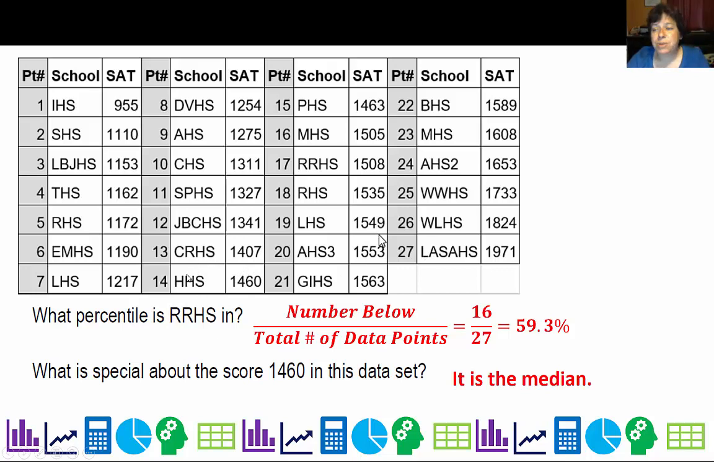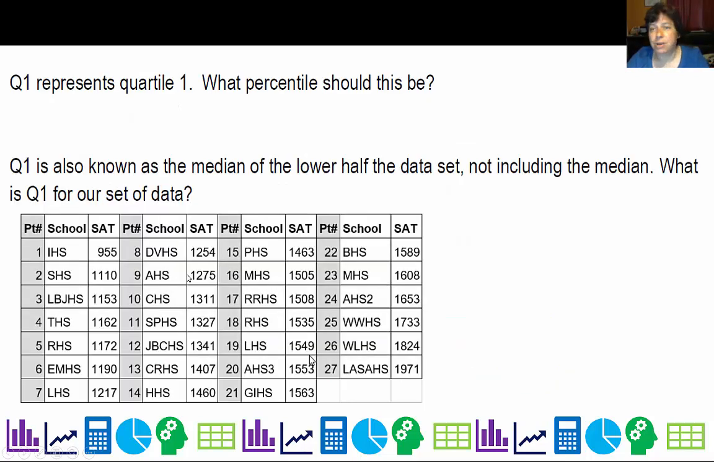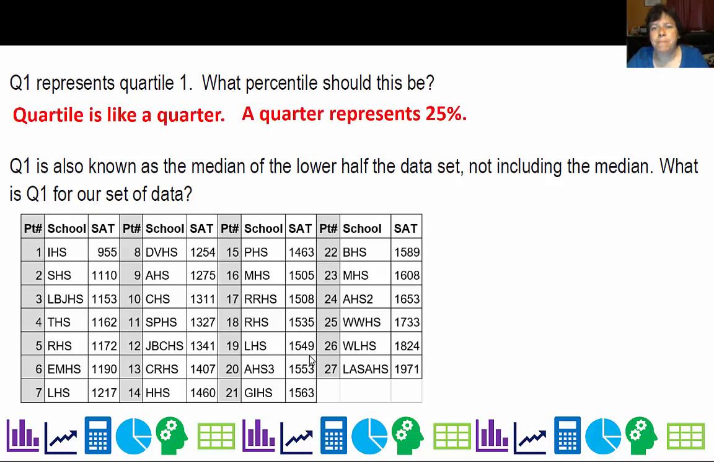All right, so now we're going to introduce some new terms. Q1 is a variable we'll use a lot, and it represents quartile 1. What percentile do you think this should be? Well, most of you figure it out. You say, hey, quartile is like a quarter. And a quarter represents 25%. So yes, it is the 25th percentile. And another way to think of it is that it's the median of the lower half of the data set, not including the median. So my median here is Hendrickson High School.